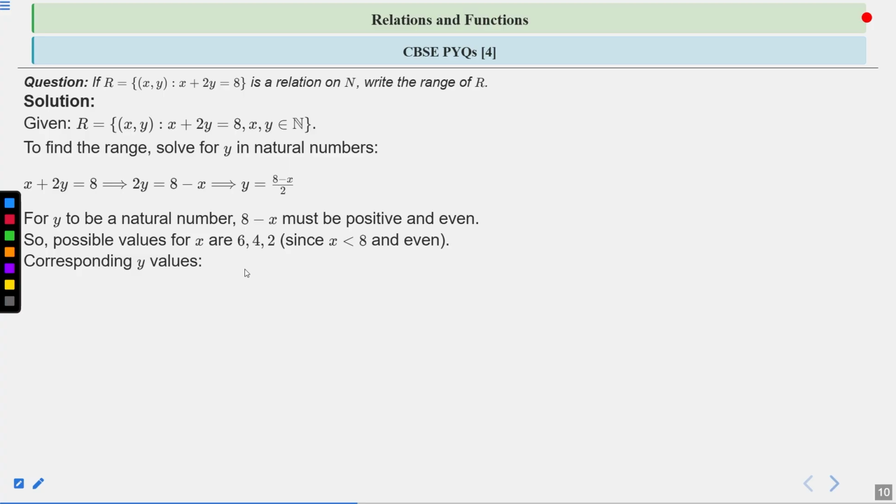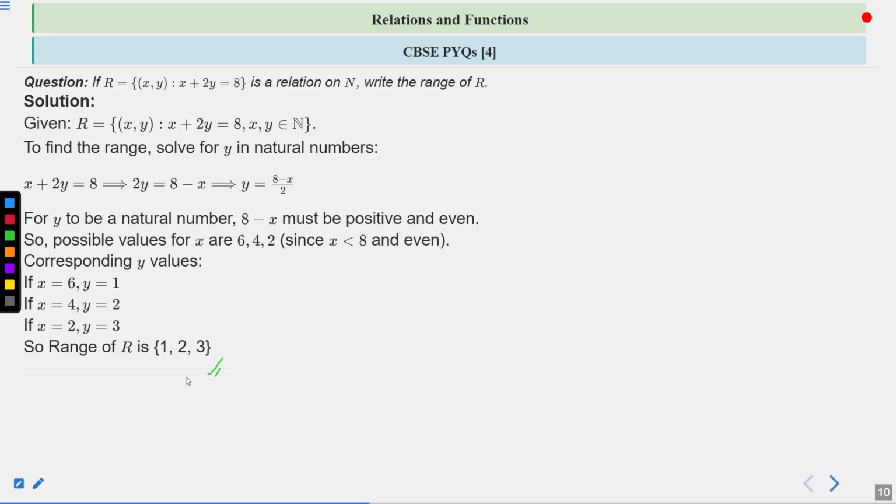So corresponding values of y will be, for x equal to 6, y is equal to 1, right? For x equal to 4, y equal to 2. And for x equal to 2, y is equal to 3, right? So range of R is basically 1, 2 and 3. Got it? Range of R is basically 1, 2 and 3. Okay.